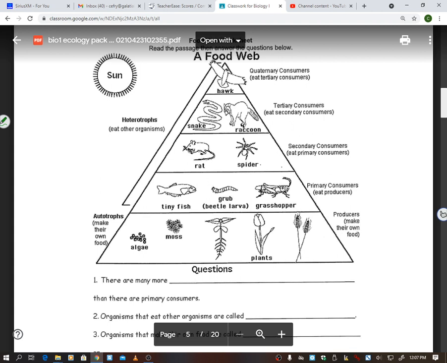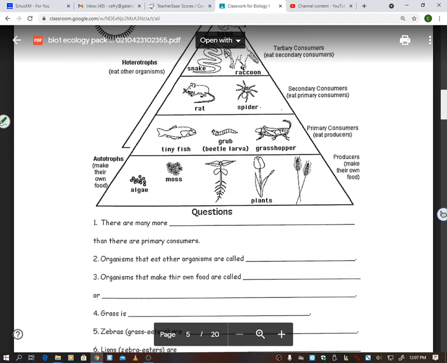All right, so looking at this, it says there are more producers, guys. This is the biggest part of this pyramid. And there has to be. Think about that. If it were the opposite, if there weren't enough producers, my herbivores would have no food, and if my herbivores had no food, they would die, then my carnivores would die. So we must have more plants than anything else, or I guess just not plants, but producers, autotrophs.